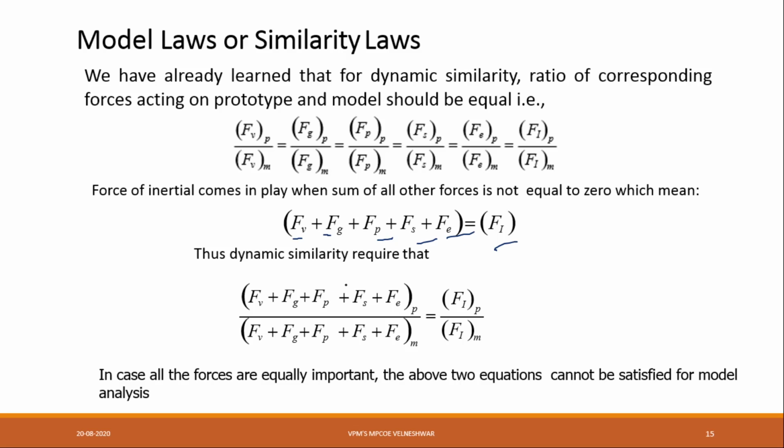So viscosity, gravitational, pressure, surface tension, elasticity are equal to Fi. The dynamic similarity requires that, means here Fi I am taking as main, like how we take in our Buckingham's method, a function of d, v, same formula here I am taking. That is d is equal to f of the remaining part, same like that. In case all forces are equally important, the above two equations cannot be satisfied for model analysis. Means model analysis will be somehow different.